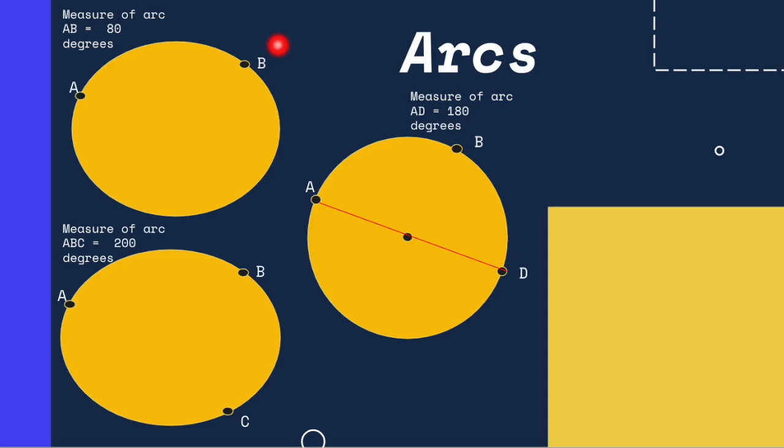Now that we have gone over these two types, in the middle of a major and minor arc exists a semicircle. A semicircle's measure is always exactly 180 degrees. You might have noticed that a semicircle is actually created when a line passes through the center. In other words, when a diameter is formed.